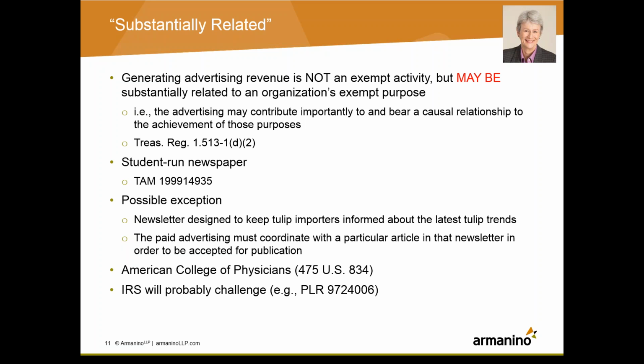When it reached the court, the Supreme Court reversed the Court of Appeals decision by indicating that the way the college approached the advertising in Annals did not meet the stringent standards established by Congress and the Treasury. Justice Marshall wrote the opinion, referring to the requirement that there be that causal relationship to the exempt organization purpose, and that the activity must contribute importantly to the organization's exempt purpose.